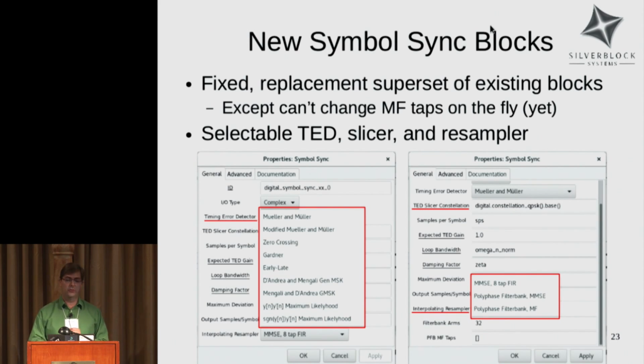For the interpolating resampler, there are three options. One is the MMSE 8-tap FIR, which I had a little bit of discussion about. The third option on the list is the polyphase filter bank with the integrated matched filter. That's what's currently implemented in the PFB clock sync block. And then there's one in the middle, which is a polyphase filter bank, really using the MMSE taps, except instead of using 128 steps, you can reduce it to 64 steps, 32 steps, 16 steps, in case you wanted to explore what happened there. It's probably not very useful, but there it is.